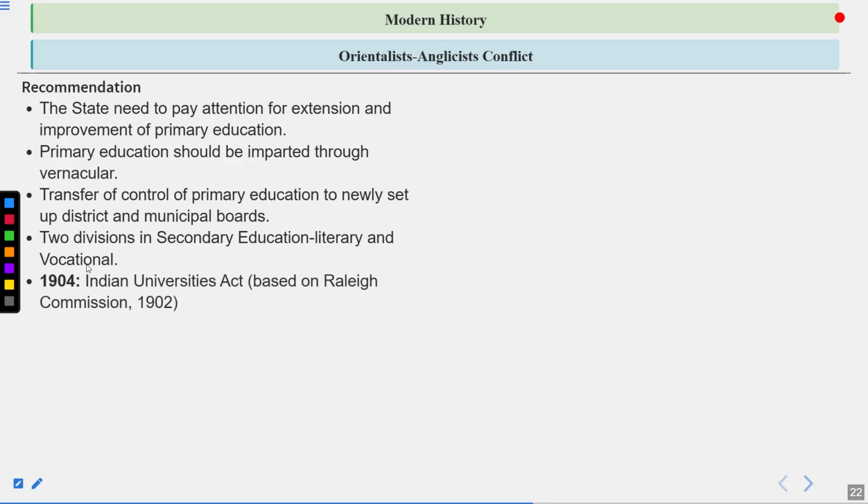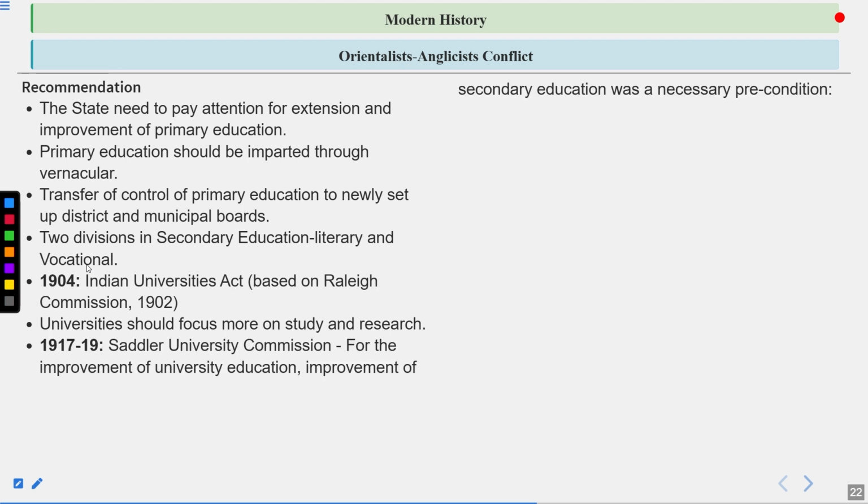1904 Indian Universities Act based on Raleigh Commission 1902. Universities should focus more on study and research. 1917-1919 Sadler University Commission for the improvement of university education, improvement of secondary education was a necessary precondition. So these are some of the recommendations of the Hunter Commission, first of all. And after that, in 1904, the Universities Act came. That was the time Lord Curzon was the viceroy of our country.